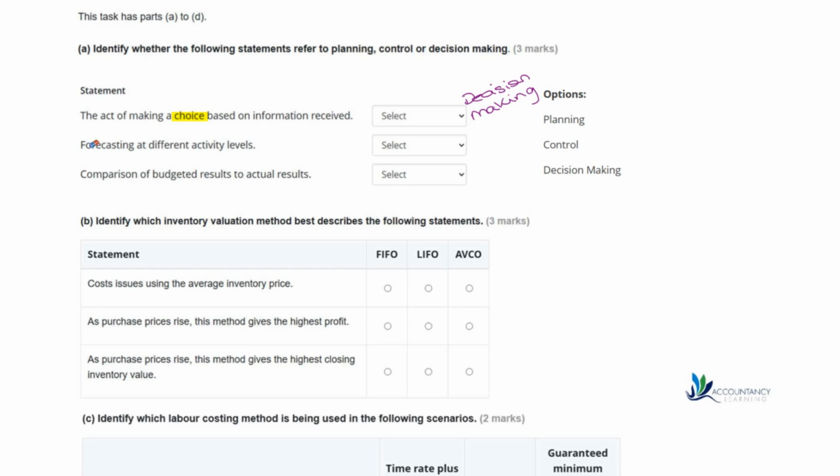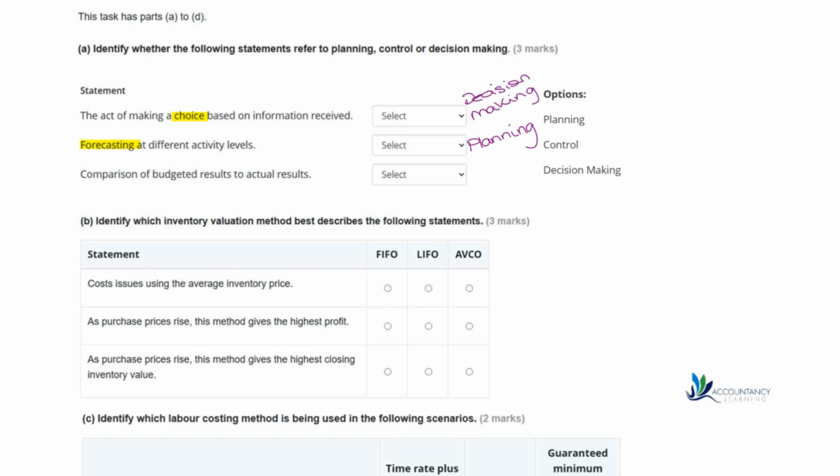Forecasting at different activity levels. So if we're forecasting at different activity levels, we're seeing what might change if we increase or decrease output. So that means that we are planning, we're trying to make a plan as to what to do. So this is part of our planning process to forecast out at different activity levels.